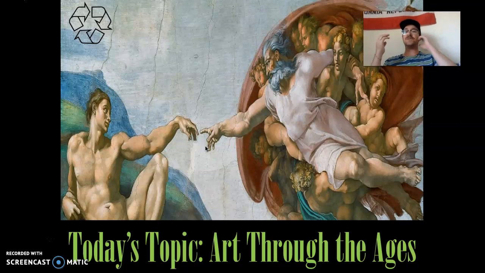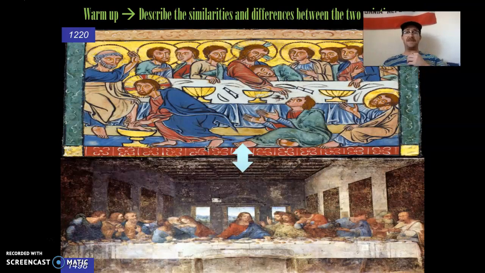Today, we're actually going to be looking at the evolution of art over time, starting with a period called the classical period, then moving into the medieval period, and then finally talking about what we're doing in our unit currently, known as the Renaissance period. So before we get into any of that, I wanted to just show you these two paintings.